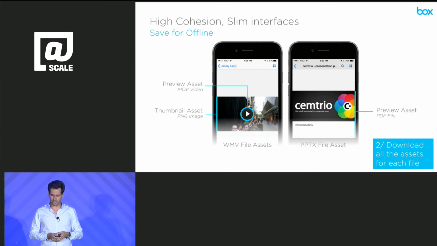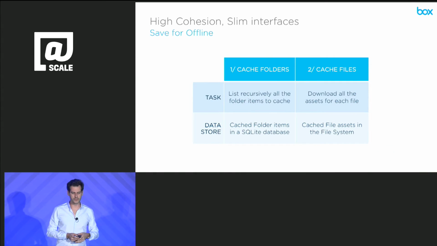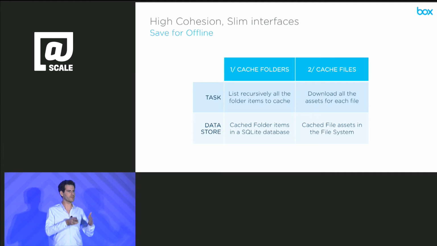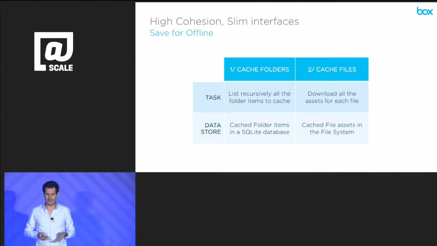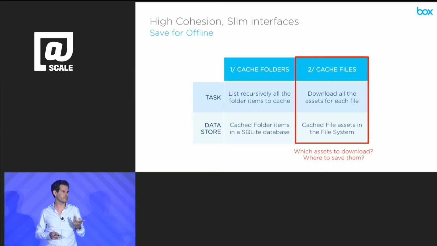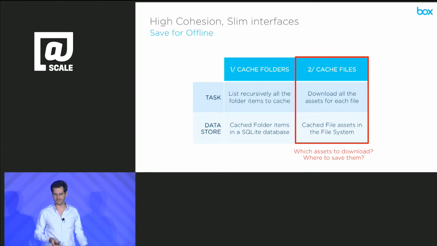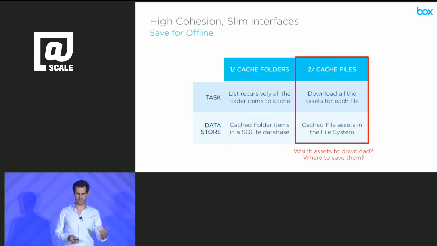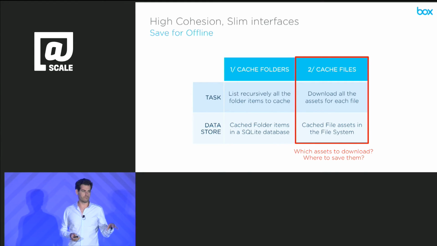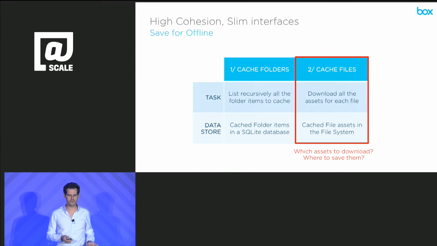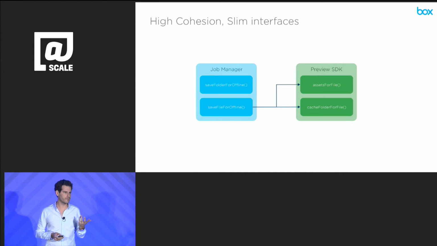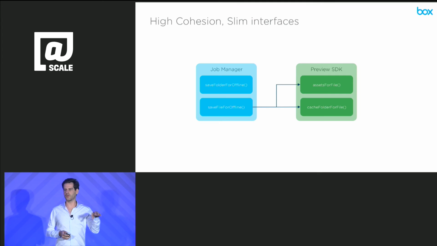And so the problem is that the job manager has to cache the folders and the files, but it doesn't know anything about the assets that need to be downloaded so that the preview SDK can render it. And also, it doesn't know where to save these assets so that the preview SDK can find them and use them while offline. So how do we solve that? There are multiple approaches, and the first obvious solution is to think, okay, let's expose some endpoint in the preview SDK to help the job manager.